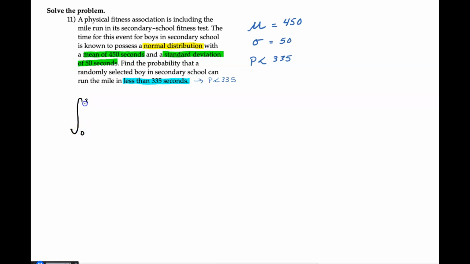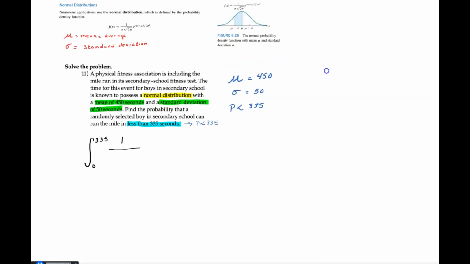We're going to integrate from 0 to 335 because we assume that this is going from 0 to beyond 450, because 450 is the mean. So we're going to integrate any values below 335, because the least amount of time that it could possibly take is 0 seconds, but of course that is not reasonable. So let's say 0 seconds to 335 seconds to run a mile, and then the normal distribution here that we discussed.